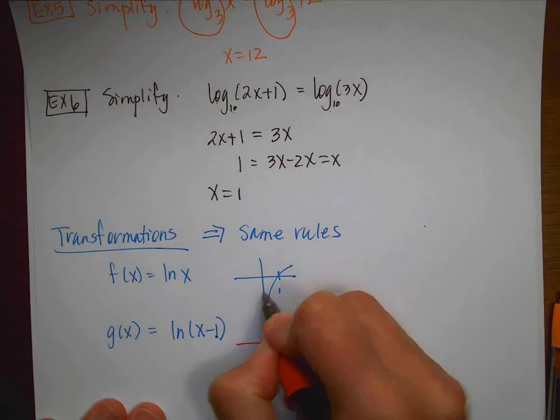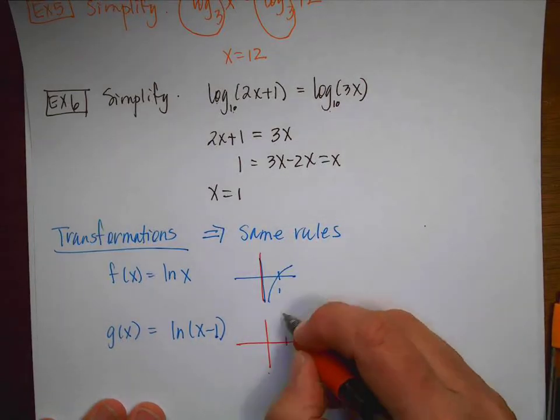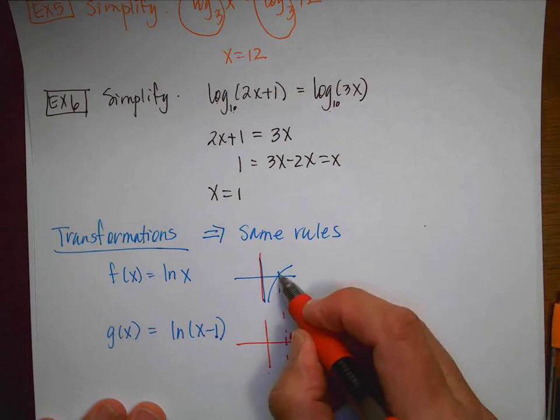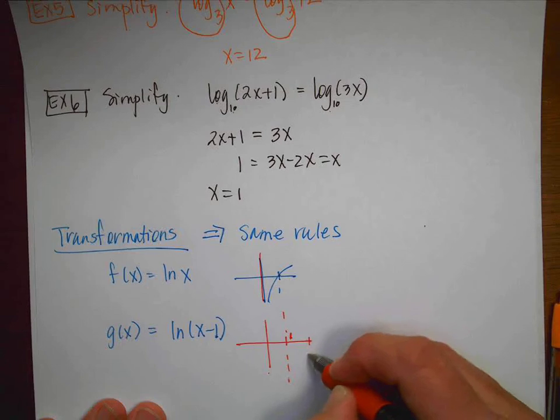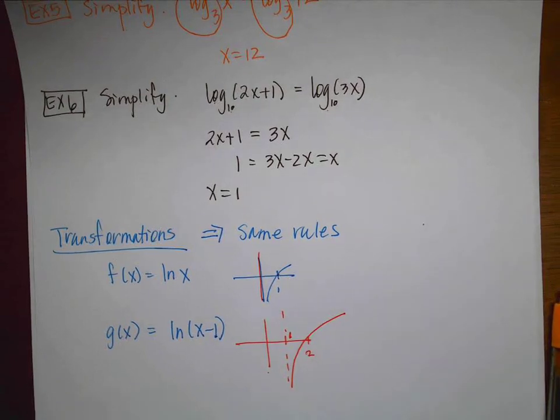I'll do that in a different color. So my vertical asymptote here is x is equal to 0. So now that means it's going to be here at 1. And if the x-intercept was at 1, now it's going to be at 2. So now the function looks like that. Okay? So the exact same rules apply.